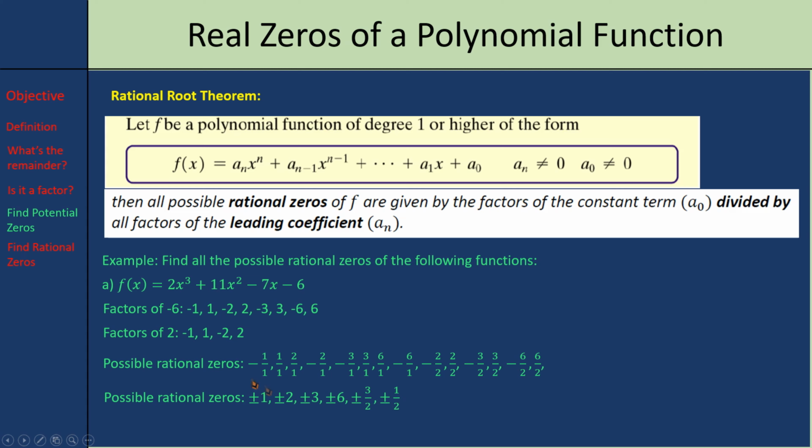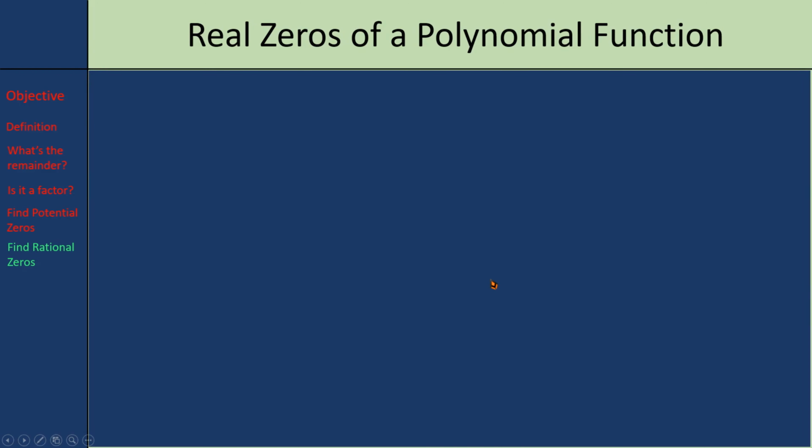So the zeros of these guys have to be one of these. Any zero in here has to be part of these guys. They can't be anything outside of these unless they are irrational, which is something else. We're not going to talk about that. So here we're going to use that theorem and find all the zeros. We're actually going to find them.